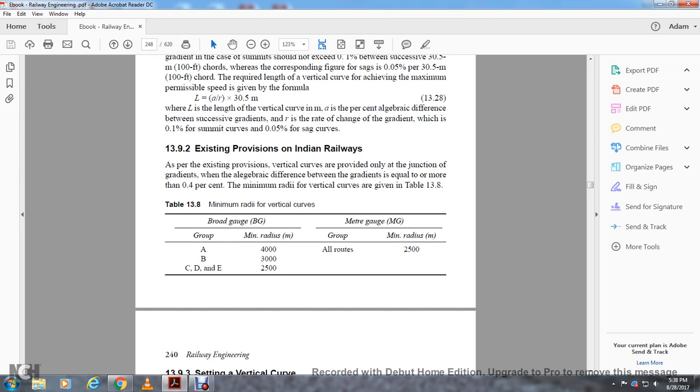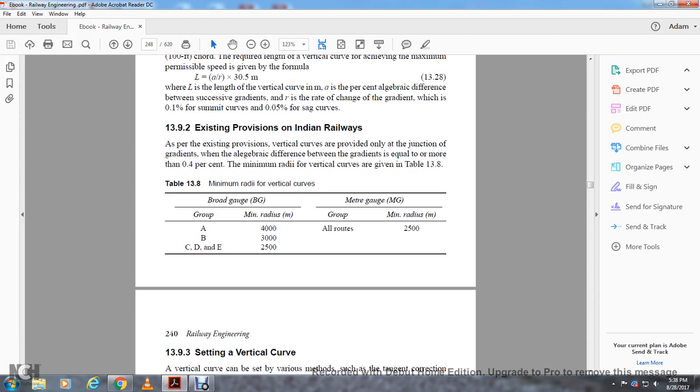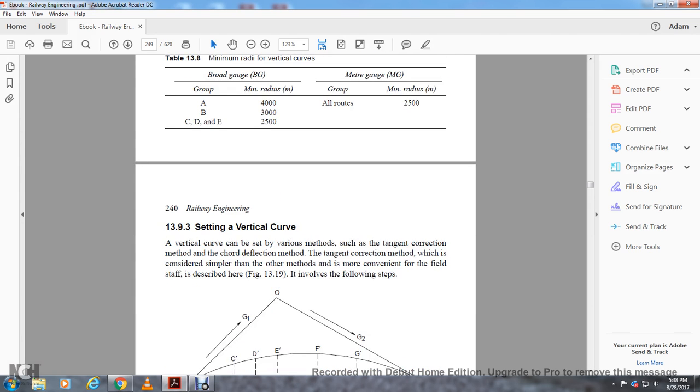3092, existing provision of the Indian Railway. It says vertical curves are provided at the junction of gradients where the algebraic difference between the gradients is equal to or more than 0.4%. The minimum radii of vertical curves for broad gauge: groups A 4,000 meters, B 3,000 meters, C and D 2,500 meters. For meter gauge, all routes, 2,500 meters.